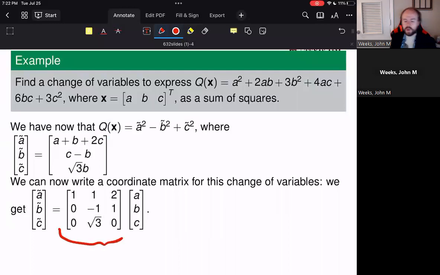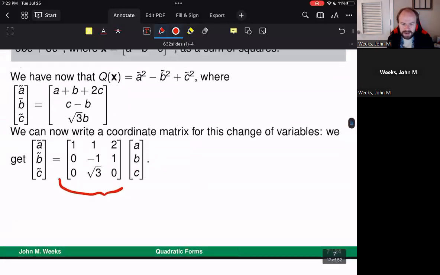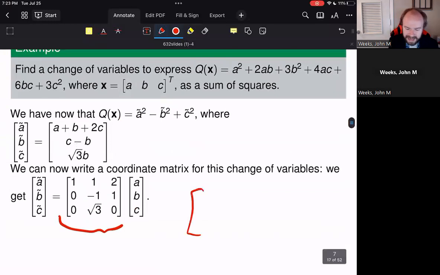This is going to give me a coordinate matrix for a change of variables that I could go through and write. So now I have my change of variables, and I could write my diagonal matrix as well. My diagonal matrix would be 1, negative 1, and 1 with respect to this change of variables.